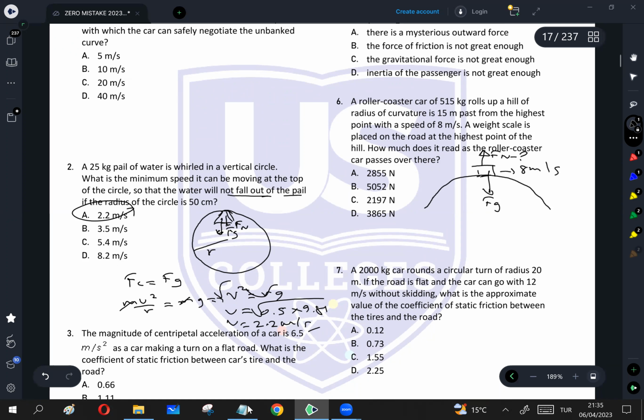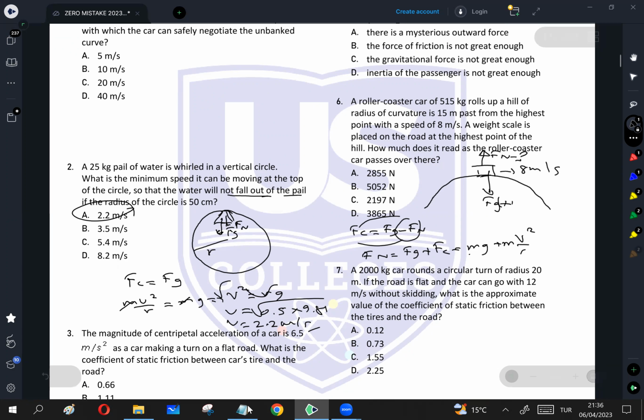That's why in the question, I calculate Fn at this position. The centripetal force at this position is Fg minus Fn, because Fg is towards the center, positive, Fn is away from center, negative. Because I will calculate Fn, I am going to replace Fn and Fc. Fn is going to be Fg plus Fc. Fg is mg, Fc is mv squared over r. You can write them or just take the common parentheses of m. So m parentheses g plus v squared over r.